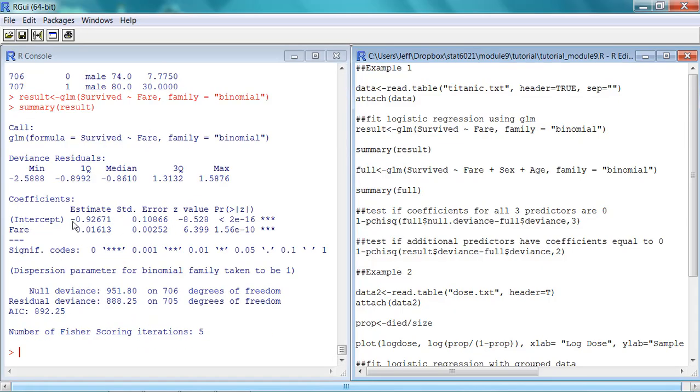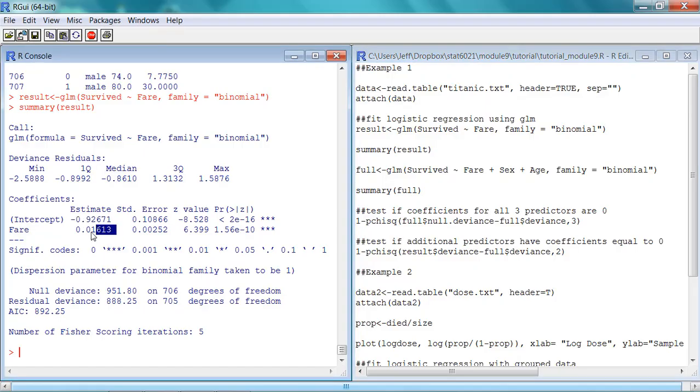There is a lot of information here: the estimated intercept, the estimated slope for the predictor fare, the z statistic, and the p-value. The main thing for us to look at is whether the predictor, the amount of money paid, is significant. This is the Wald test with a z statistic of 6.399 and a small p-value. So this tells us that the amount of money paid is indeed a significant predictor for the survival rate of the passengers.